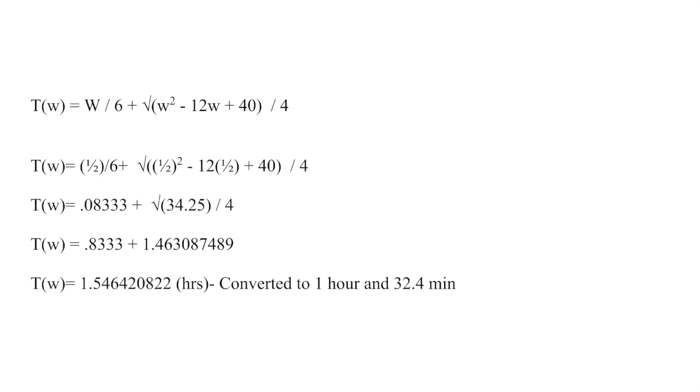Starting with our equation, we must substitute the walking distance, or w, for 1/2. Substituting 1/2 into our equation, we now have the equation 1/2 divided by 6 plus the square root of 1/2 squared minus 12 times 1/2 plus 40, all divided by 4. Now simplifying it down, we can find that our time is equal to 1.5464 hours. Converting that, we can find that it will take us 1 hour and 32.4 minutes to reach the restaurant if we only want to jog 1/2 mile.